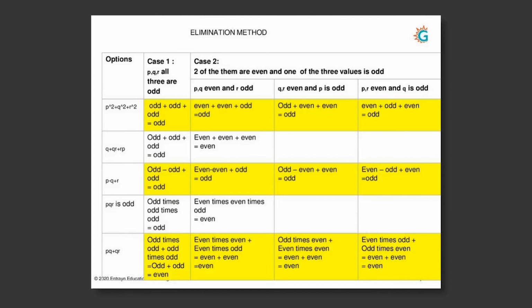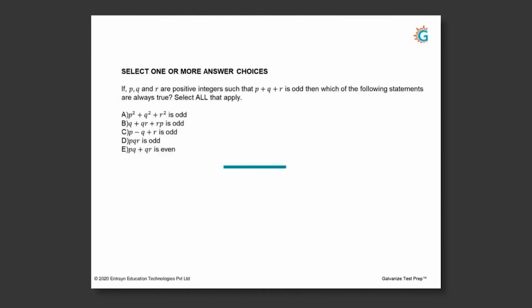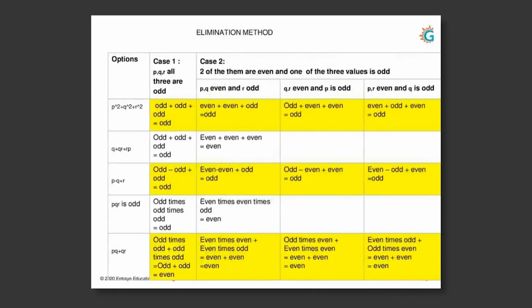Option A: P square plus Q square plus R square is odd. We have to check if P square plus Q square plus R square is always odd. So when do you think the sum of three numbers will be odd? What does the question say? The question clearly says P, Q and R are positive integers, and P plus Q plus R is odd. So when is the sum of three numbers odd?